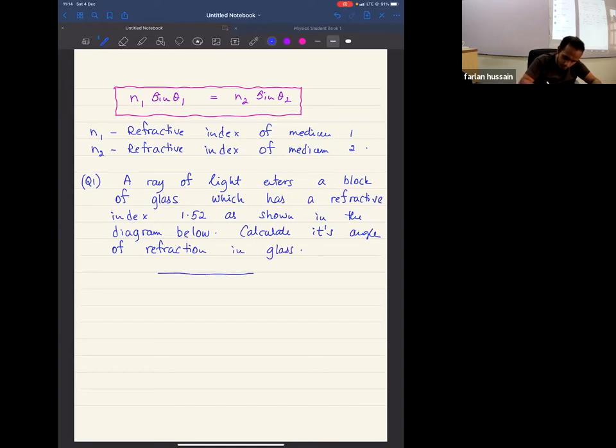So this is the block of glass, and let's say it is incident like this. The angle of incidence, I'll take it to be 40 degrees. The angle of refraction is what is needed. Give a try.